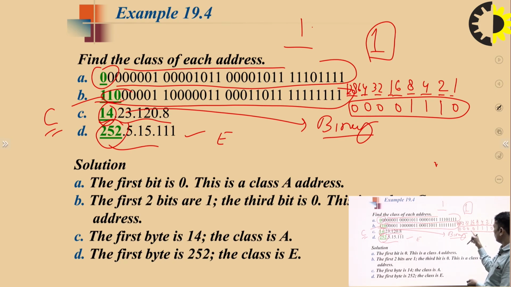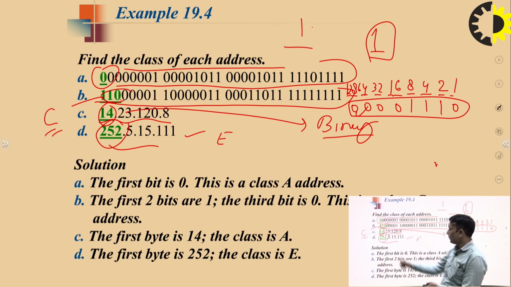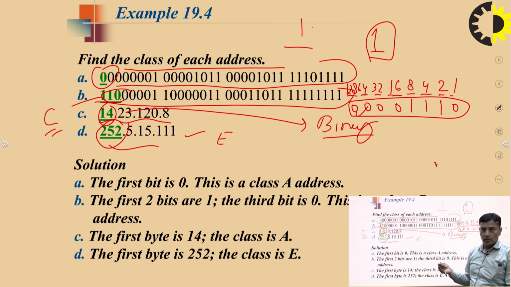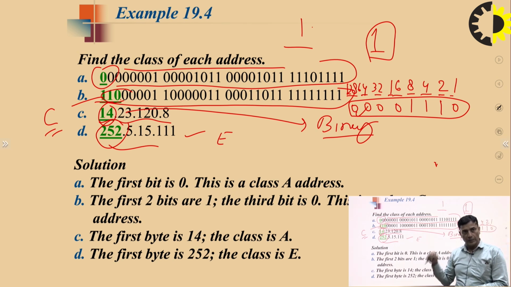So, this is the binary conversion into 8 bits of the number 14: 0, 0, 0, 0, 1, 1, 1, 0. Here we can say that the first bit of this byte is 0. That means this belongs to class A. Similarly, you have to convert 252 into its 8-bit binary representation. If the first 4 bits are 1, 1, 1, 1, that means it belongs to class E. So, this is very clear.